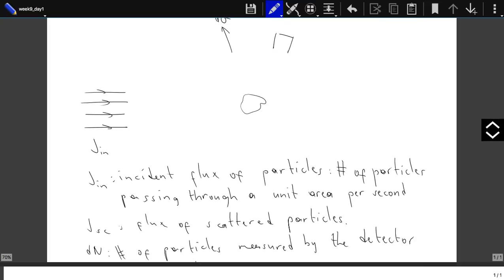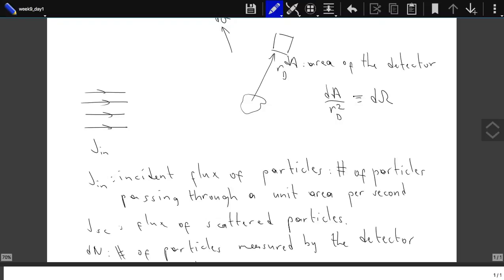Let's also make a few more definitions. R_D is the distance of the detector. Let's say dA is the area of the detector. Our detector will measure all the particles that are scattered into a solid angle given by dA over R_D squared. This is the solid angle that the detector measures.